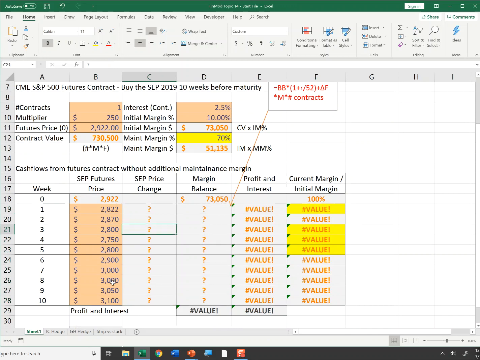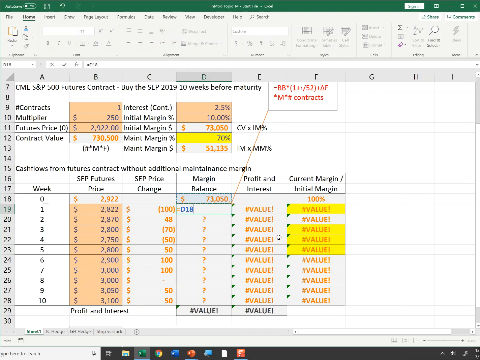So let's calculate the futures price change, simply the new futures price. So it'd be the price next week for that September delivery minus the initial. So the futures price, say, goes down 100 and follows this pattern, eventually winding up at 3,100 above the price at which you're long. We then deposit that 73,050 in our margin account.